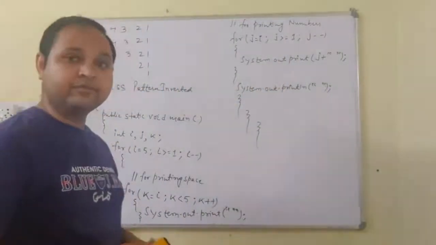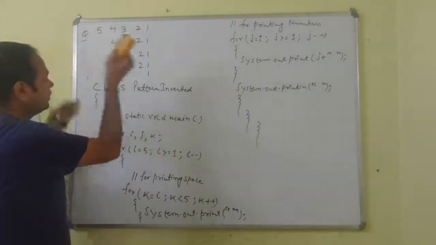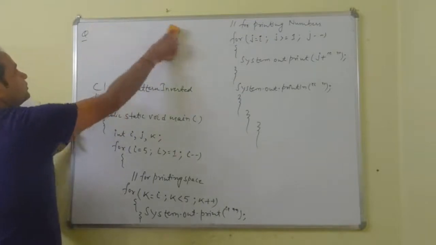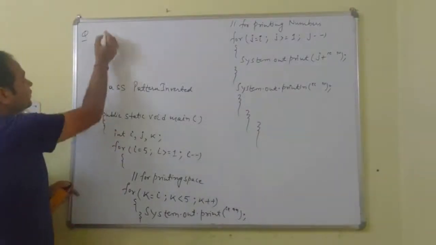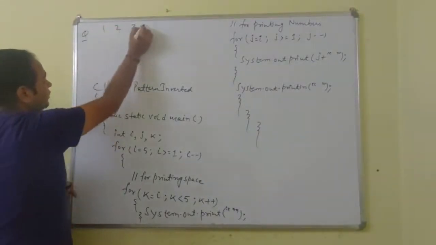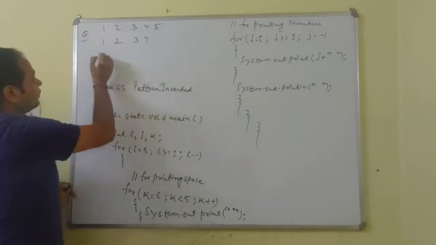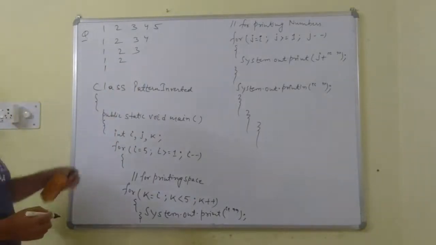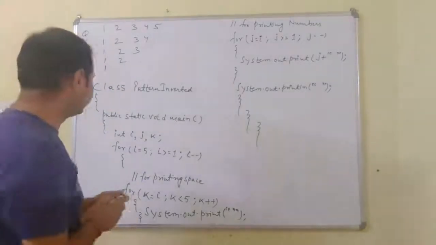Now we will go for the left side inverted triangle. Just we will rotate this. So what I will do, I write like this: 1, 2, 3, 4, 5. 1, 2, 3, 4. 1, 2, 3. 1, 2. 1. So this is basically how many lines we are having? 1, 2, 3, 4, 5. So this is the left side inverted triangle.